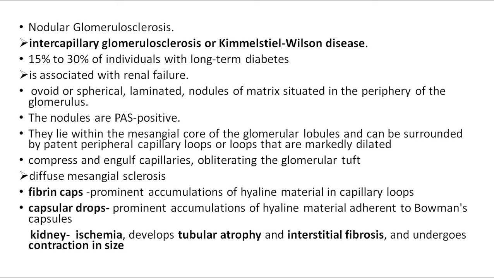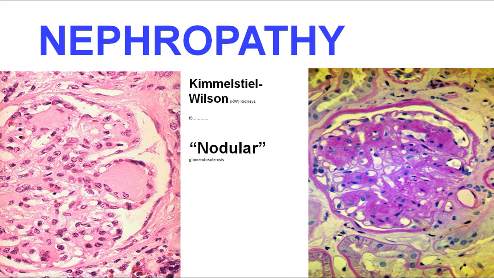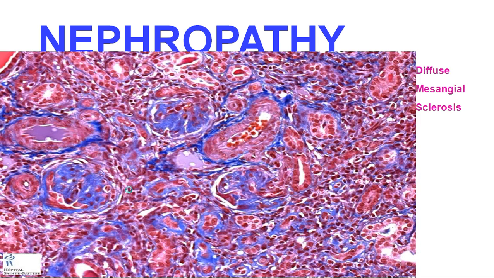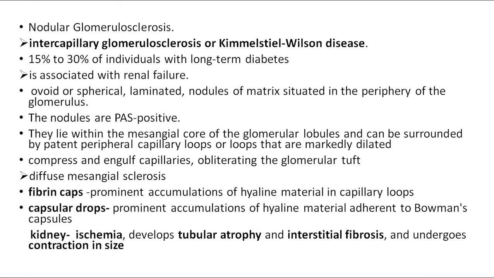The KW lesion is a PAS positive ovoid or spherical laminated nodule of matrix which is situated in the periphery of the glomerulus. This diagram explains the KW nodule. So this is the ovoid or spherical nodule located on the periphery. It contains two processes, the fibrin cap and the capsular drop. The fibrin cap is a prominent accumulation of hyaline material in capillary loops, while the capsular drop is a prominent accumulation of hyaline material adherent to Bowman's capsule.